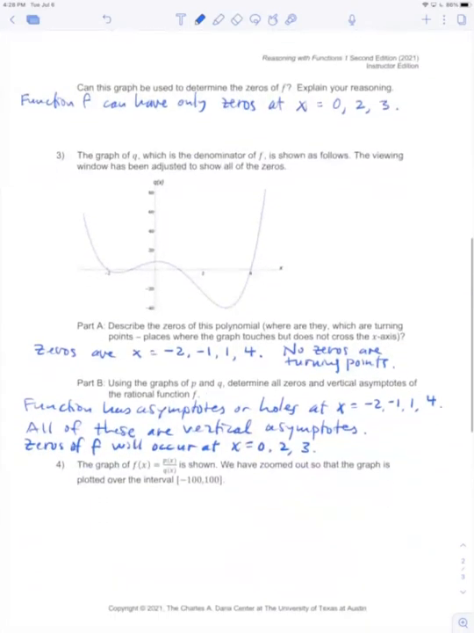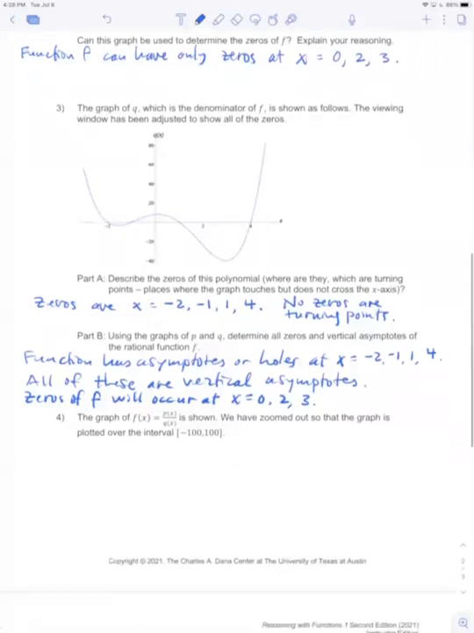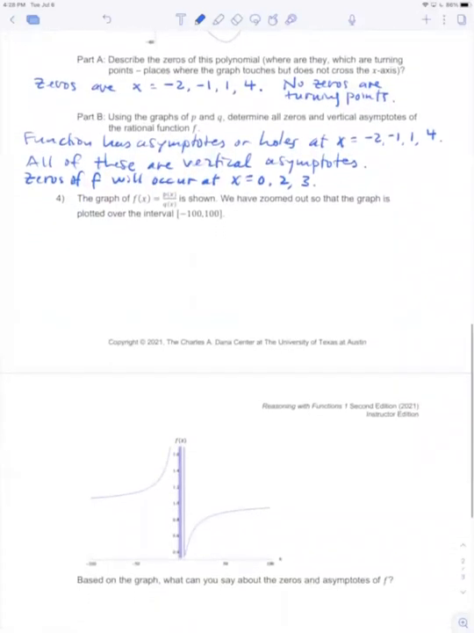Number 4, the graph of f of x equals p of x over q of x is shown. We have zoomed out so that the graph is plotted over the interval -100 to 100. And that's on the next screen here. So let me scroll up a bit. And there it goes. So there's a picture of the graph, and it's really zoomed out there.